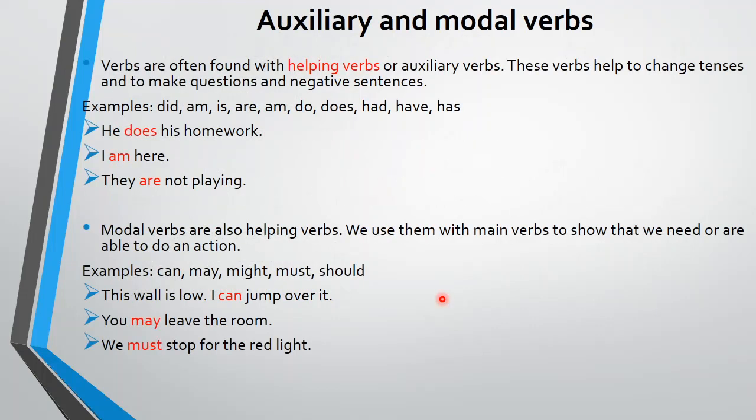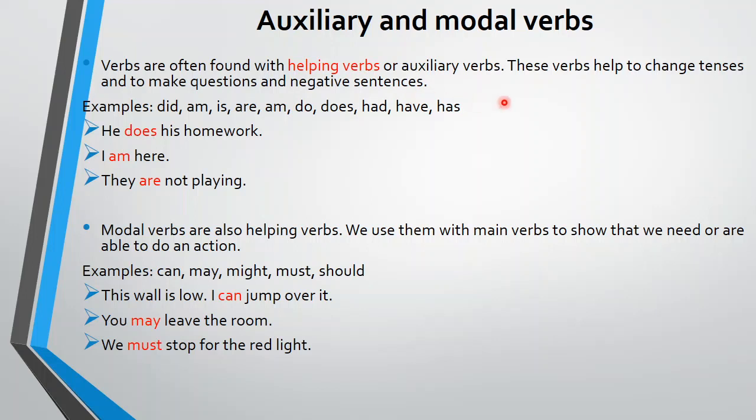Auxiliary verbs and modal verbs. Verbs are often found with helping verbs or auxiliary verbs. We know what verbs are. Verbs are doing words, right? Yes. Now, we don't only have verbs, but we also have helping verbs. These words make it appropriate for the verbs to be understood, or they are helping the main verbs. These verbs help to change tenses and to make questions and negative sentences.